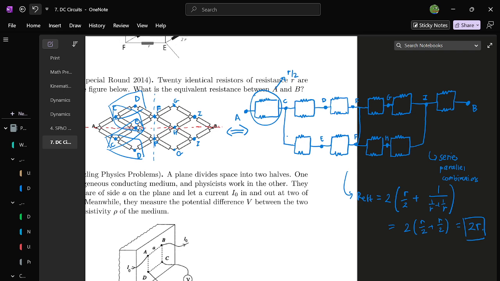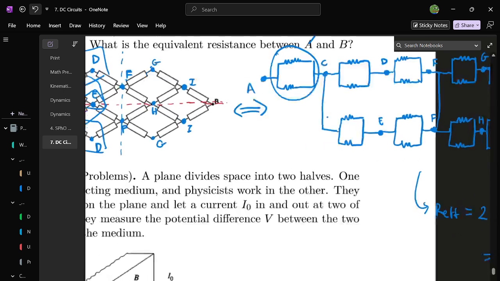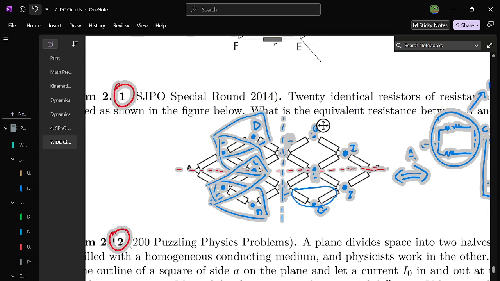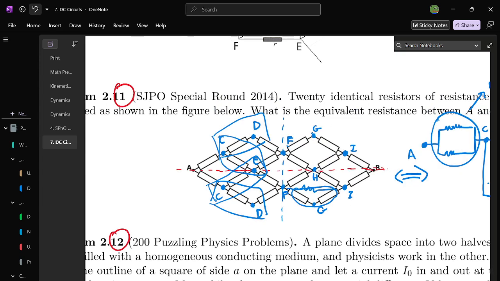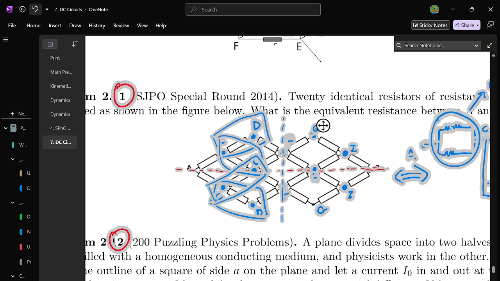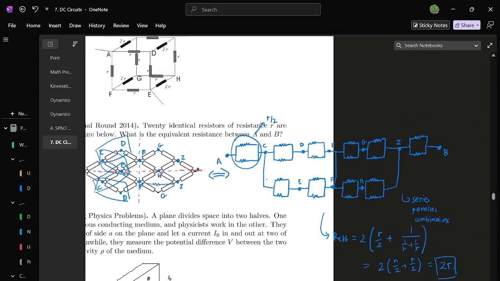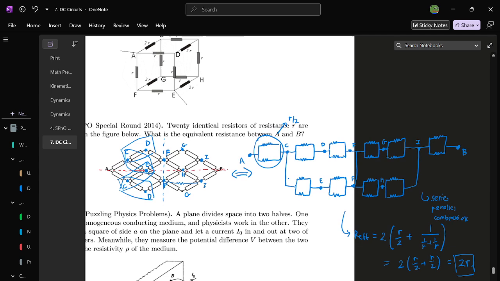I'm not sure how bashable it is, but technically you can just combine these together and then you get this. Very technically you can just make it into a bunch of delta networks and then just transform it. But I think that's not very efficient. This way of spotting symmetry is much more efficient and gives you the same answer. So yeah, that's the trick for this problem. I hope that helps.